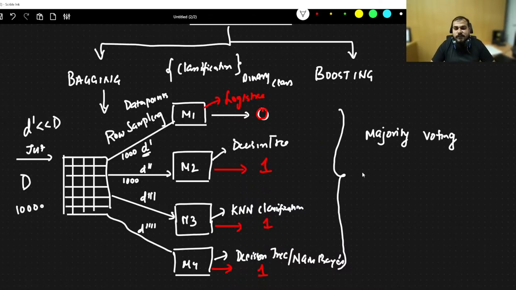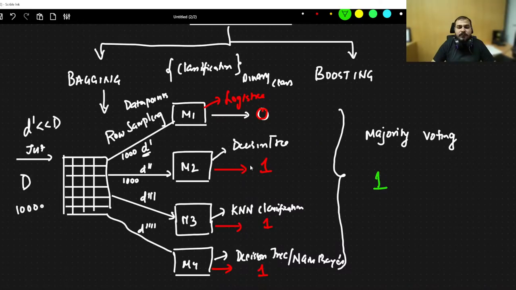Okay? Majority voting. So tell me, what will be the output with respect to this? The output will obviously be 1, because the majority voting that you can see, 3 people are basically saying it as 1. So my output over here will be 1. Okay? Will be 1. So this is the concept of bagging.